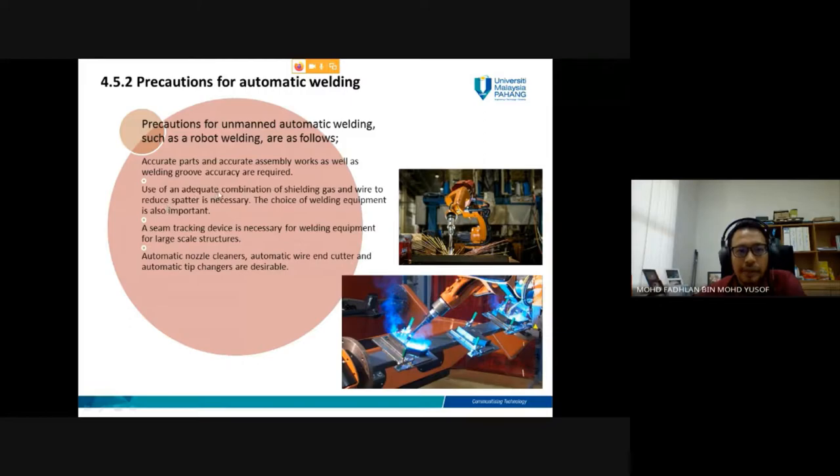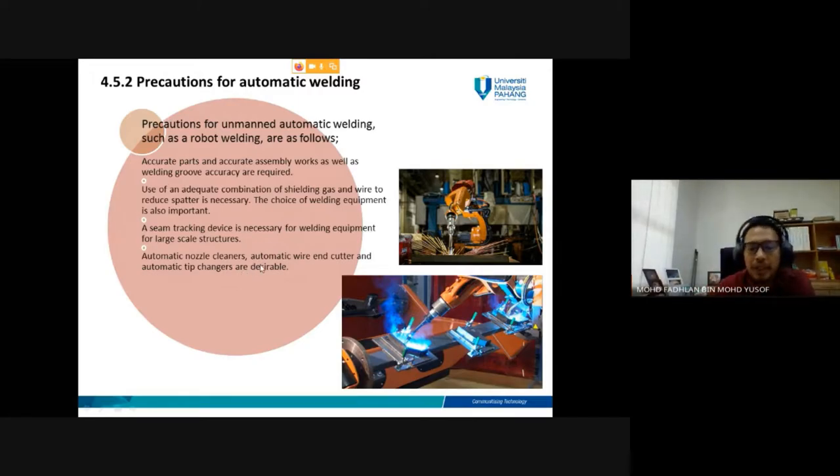And then use of an adequate combination of shielding gas and wire to reduce spatter is necessary. And the choice of welding equipment is also important. A seam tracking device is necessary for welding equipment for large scale structures. A seam tracking device is more like an online monitoring system. And then automatic nozzle cleaners, automatic wire cutters and automatic tip changers are desirable.